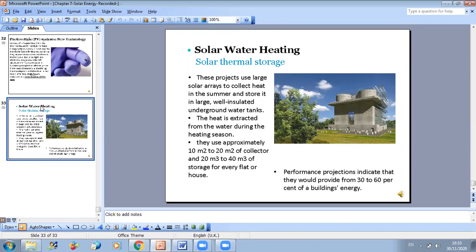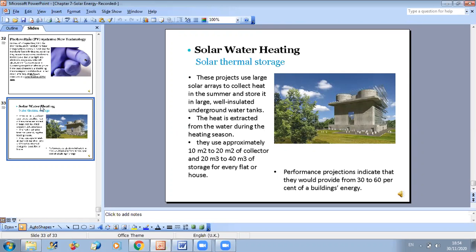For example, some projects use large solar arrays to collect heat in the summer and store it in large, well-insulated underground water tanks. So you can build underground water tanks, and this way you can use the heat stored from season to season. The heat is extracted from the water during the heating season. They use approximately 10 to 20 square meters of collector and 20 to 40 cubic meters of storage for every flat or house.